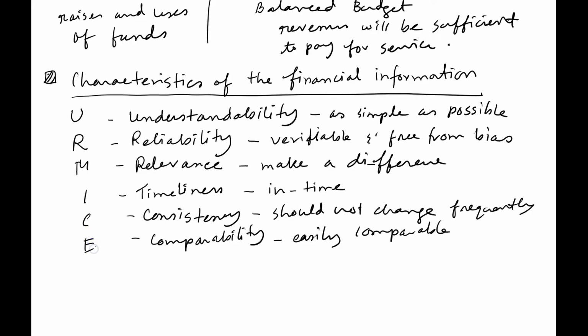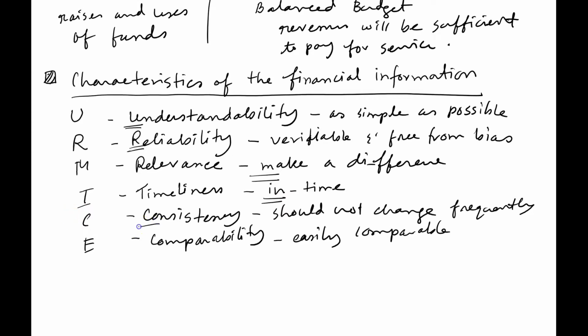So U means understandability, R means reliability, M actually refers to relevance. Relevance means anything we can call it relevance if it would make a difference. So that's called the relevance. And timeliness, that means in time. So that's why they take the I, in time.